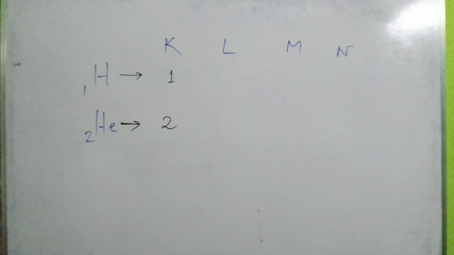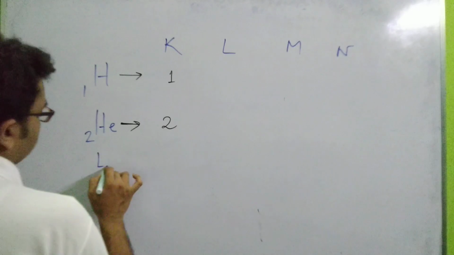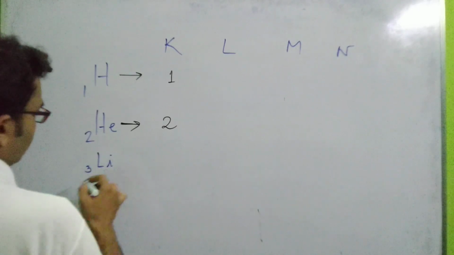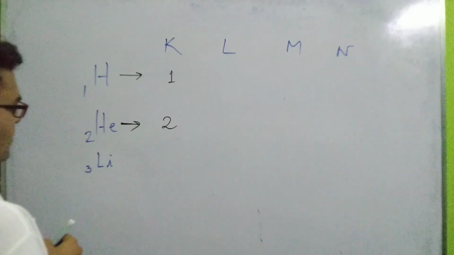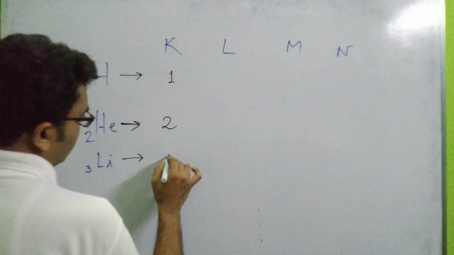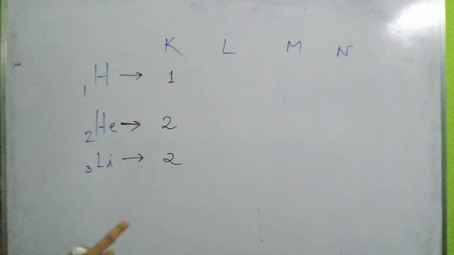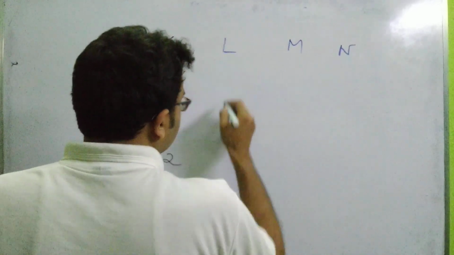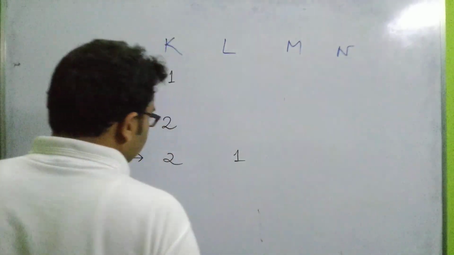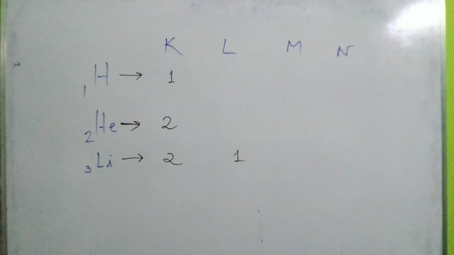If I consider the third element, after hydrogen and helium, it's lithium. Lithium has an atomic number of 3, so the number of electrons is also 3. So there will be 2 electrons in the first shell. The first shell cannot have more than 2 electrons. So where will the third electron go? It will simply move on to the L shell. So it looks like this: 2 electrons in the first shell and 1 electron in the second shell.